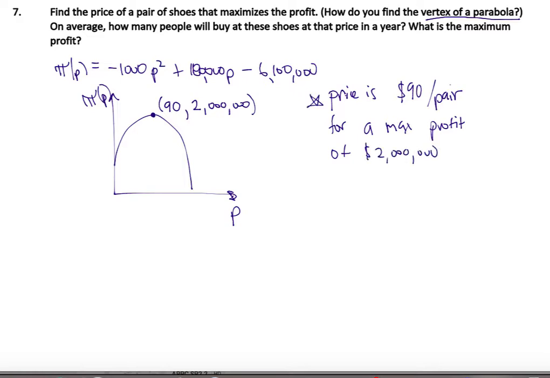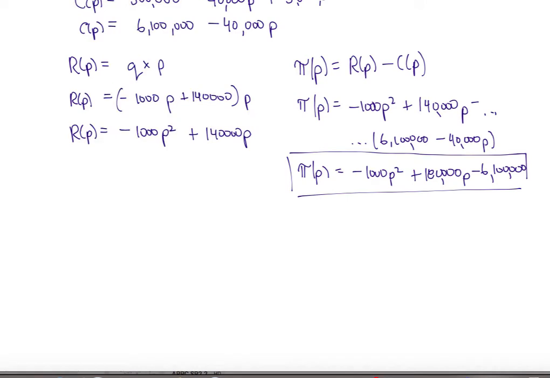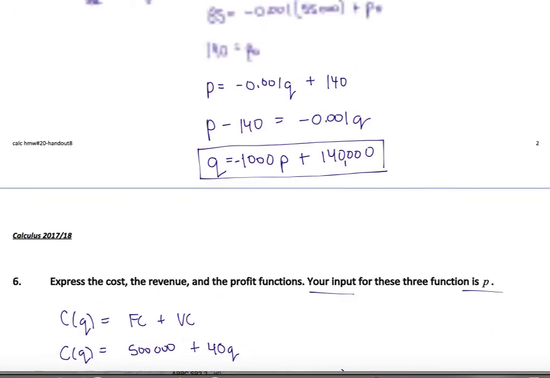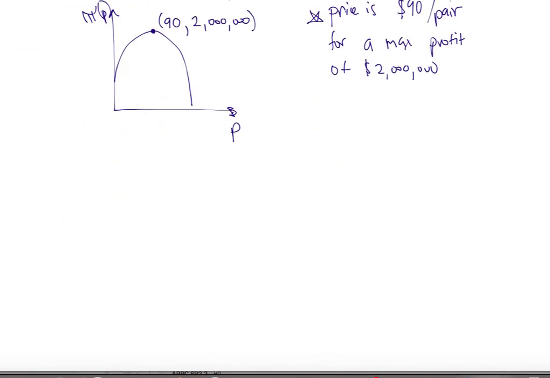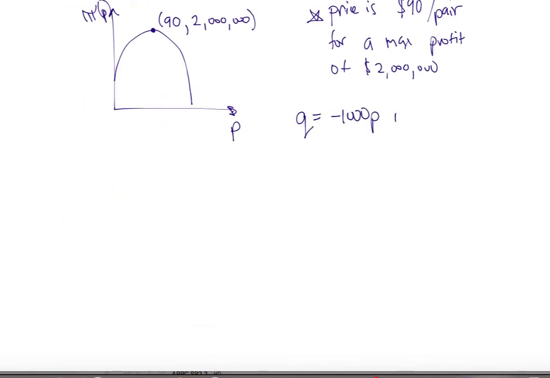So this is part of our answer. The other part is we need to figure out how many shoes we will actually be selling at this price. So we go back to our quantity function that we found to be negative 1,000p plus 140,000. So we have Q equals negative 1,000p plus 140,000.